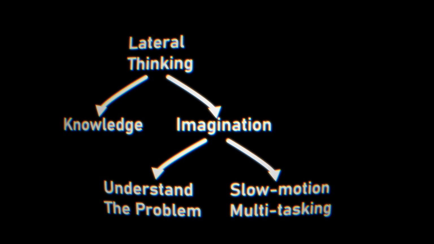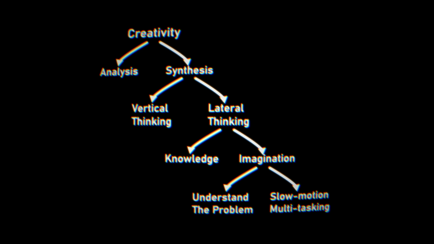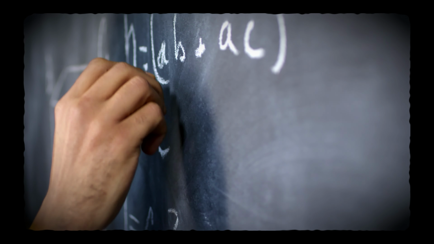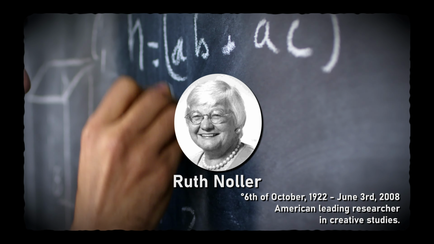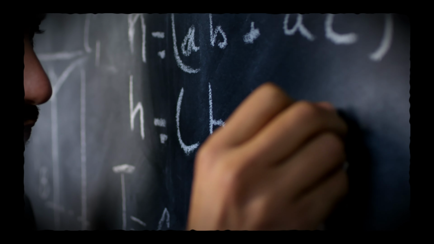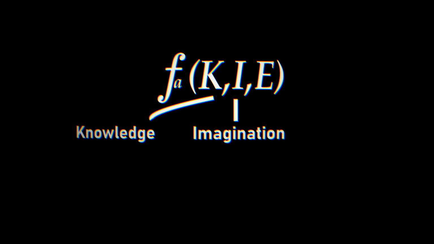Now that you understand the fundamentals of the creative process and you know how to improve in each aspect, you're ready for the formula for creativity, which was conceived by Ruth Noller, a former professor of creative studies. The formula itself is very simple. It goes as follows. C equals f sub A of K, I, and E. The formula says that improving your knowledge, imagination, and less importantly, your evaluation skills will improve your creativity. Finally, the most important piece of the function is the A, which stands for the main requirement for creativity, which is the positive attitude.